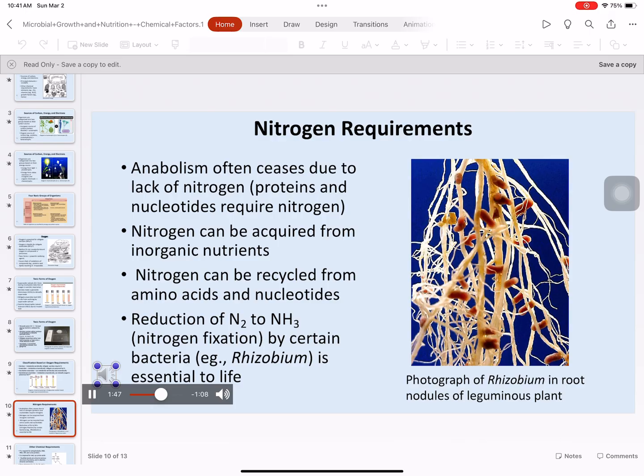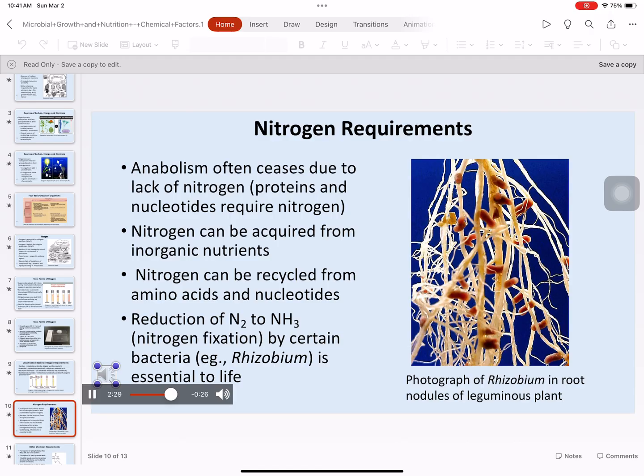So just to jump ahead on our text, Rhizobium can reduce nitrogen and, through a series of steps, turn it into ammonia or ammonium. This is what we mean by nitrogen fixation. And not all bacteria can do this. It's primarily going to be Rhizobium and certain members of the cyanobacteria. And these processes are absolutely vital to life.